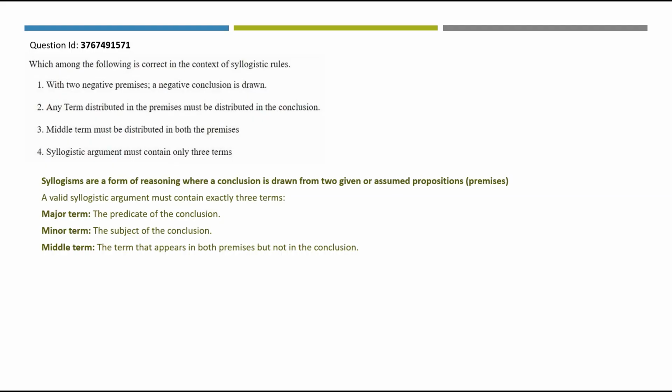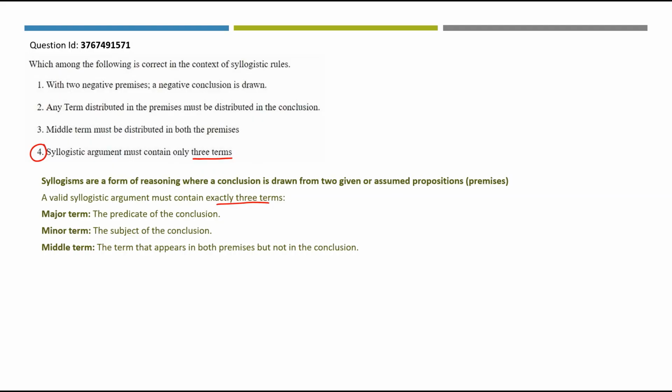Now they are asking which is correct. With two negative premises, a negative conclusion is drawn. Any term distributed in the premises must be distributed in the conclusion. Middle term must be distributed in both the premises. Syllogistic argument must contain only three terms. A valid syllogistic argument must contain exactly three terms. What are the terms? Major term, minor term, middle term. If you don't have any idea about the first three statements here, at least with this particular idea, you can mark option 4 to be the right answer.